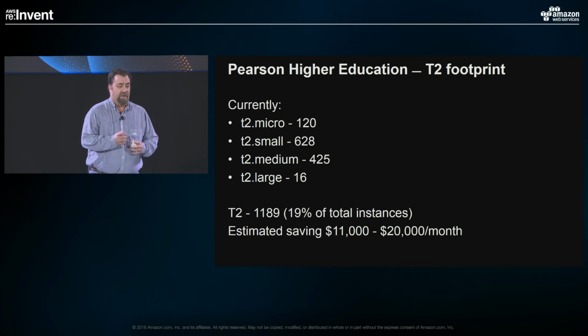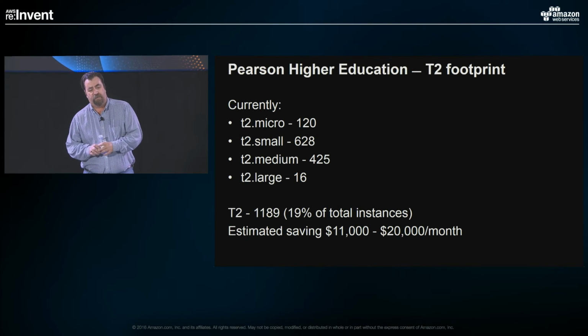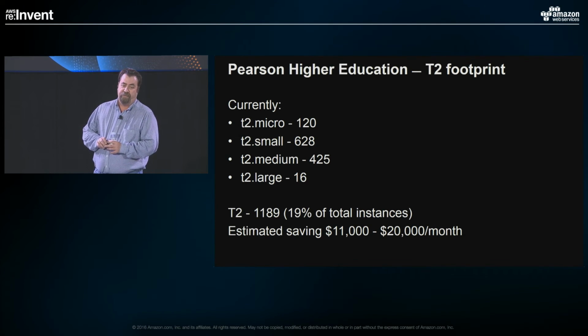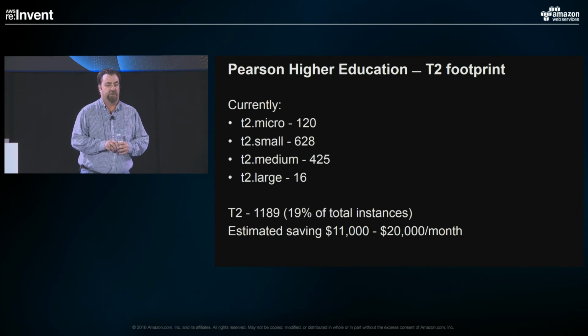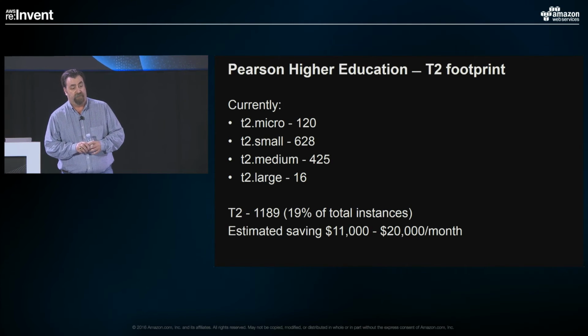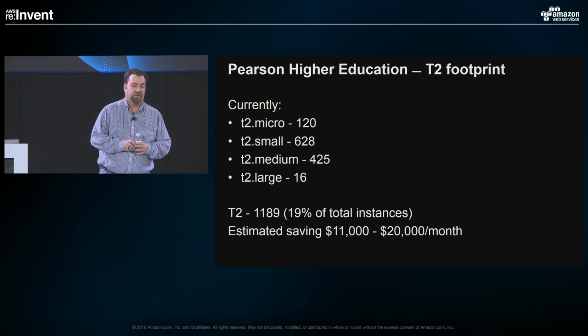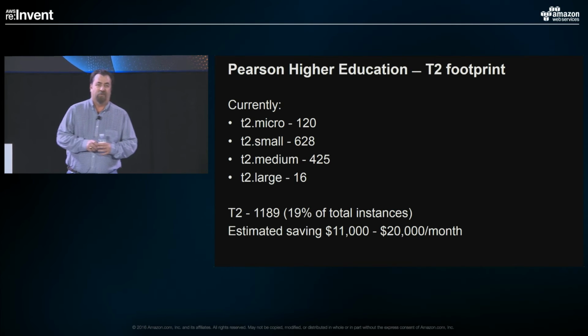So as you can see from the numbers, these T2s added up to just under 1,200 instance types that got migrated. This turns out to be about 19% of our total number of instances at Pearson. So that's a pretty significant number. And it came along with a significant savings of about 11 to 20 grand a month. Now this makes our accountants obviously happier. So how did we get there?